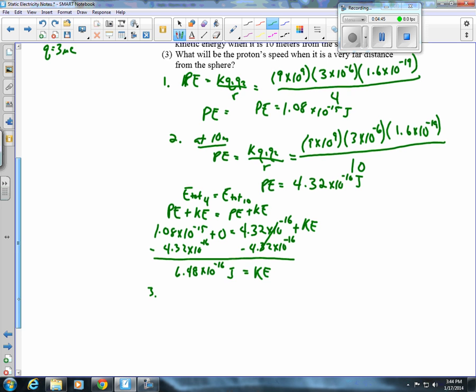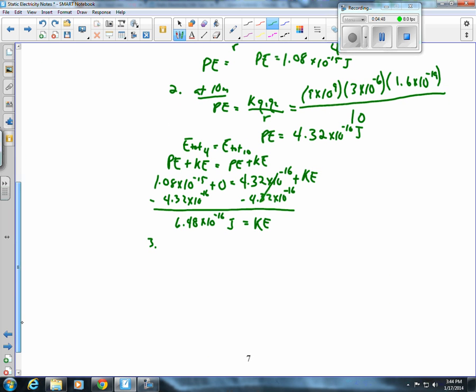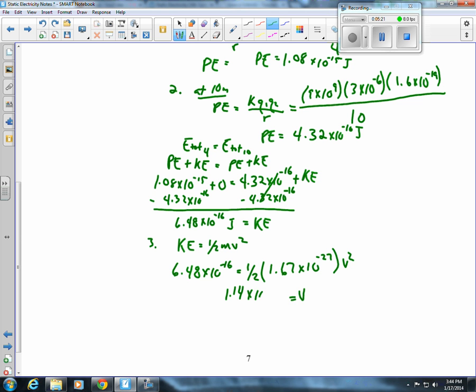Then in part 3, what will be the speed when it's very far distance away? We just found the kinetic energy. We know when we're looking for speed, KE is 1/2 mv squared. So our 6.48 times 10 to the minus 16 equals 1/2. The mass of the proton, we can look up on the reference table if we don't have it memorized yet, is 1.67 times 10 to the minus 27, and then v squared. If I solve that, I'll end up with a velocity of 1.14 times 10 to the 6th meters per second.